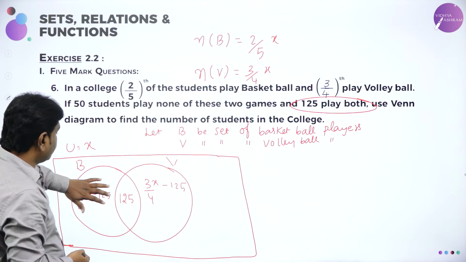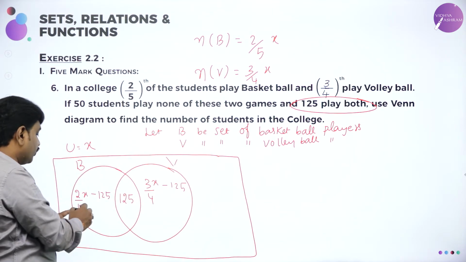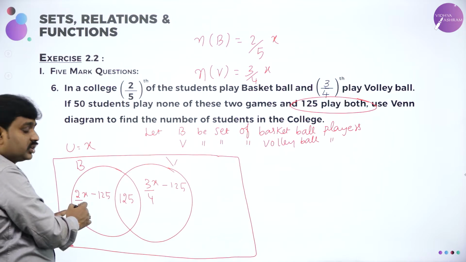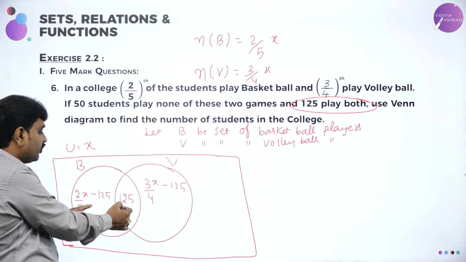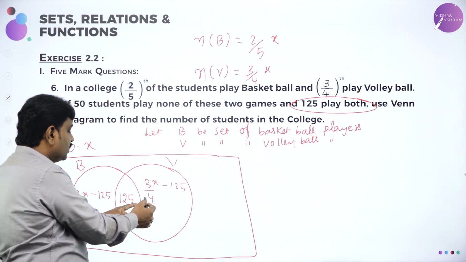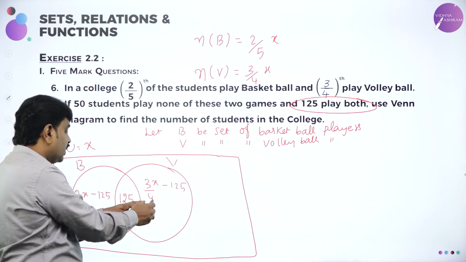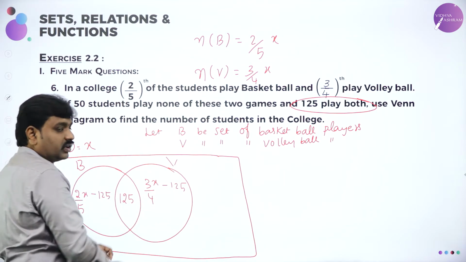And 2/5 play basketball. So this whole set B, basketball, is 2/5 of the total strength x, 2/5 of x, but already you filled 125 here, so remove 125. Volleyball is 3/4 of x. This whole ring is 3/4 of x, but already you filled 125 here, so remove 125.